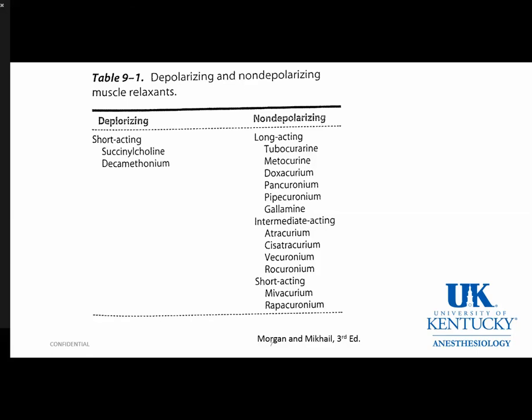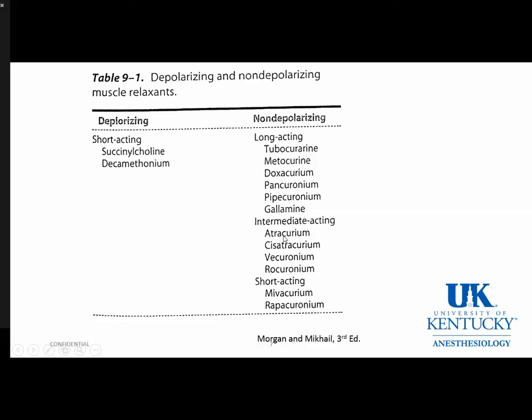Here is a table out of an earlier edition of Morgan and Mikhail. Many of these drugs are listed in all editions of basic texts. Recognize that succinylcholine is the only clinically important depolarizing muscle relaxant that we'll consider. And of the non-depolarizing muscle relaxants, a number of these are no longer made or no longer utilized in the United States, among them most prominently curare or tubocurarine. But there are a number of longer-acting ones, of which we are most familiar with pancuronium or Pavulon.